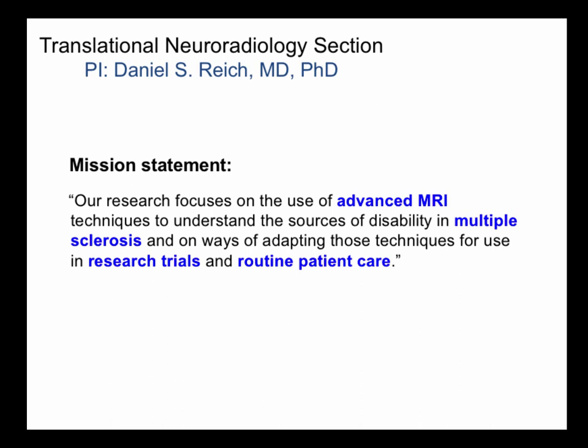And when he put together the mission statement of the lab, the idea was really to use advanced imaging to better understand the source of disability in MS, but also ways to adapt those techniques in clinical trials as well as in daily patient care. So since then, our lab has been working extensively along those lines, and I thought I would show you guys two examples of our current topic of research that kind of make the point of what we're trying to achieve in the lab.